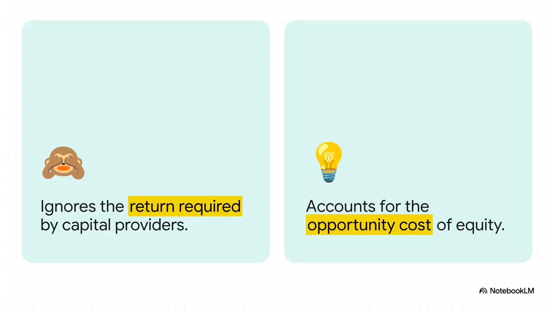What's really wild here is that traditional GAAP accounting profit completely ignores a massive hidden cost. I'm talking about the return required by the providers of capital, specifically the equity investors. When a company uses equity to fund its operations, that money isn't free. There is a very real opportunity cost there, which is the return those exact same investors could have made on the best alternative investment of a similar risk. Accounting profit basically turns a blind eye to this opportunity cost, but economic profit, it explicitly accounts for it.